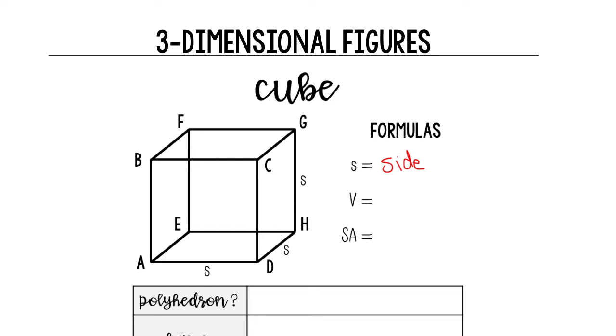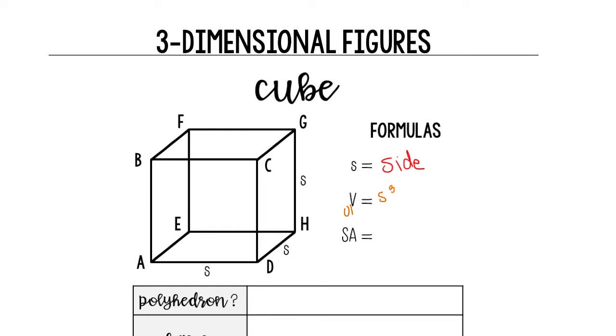V is the volume of this cube. That's equal to S cubed, or side times side times side, or length times width times height. Doesn't matter. All the sides are the same length, so it's just S to the third power. I'm going to erase that because it looks a little bit like a 5. Can't have anybody having confusion. There we go.